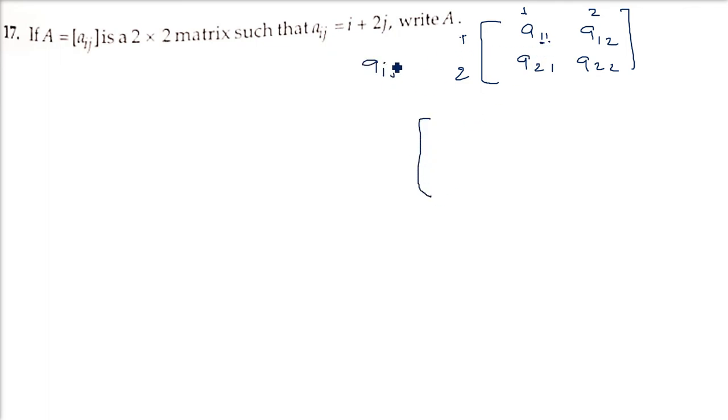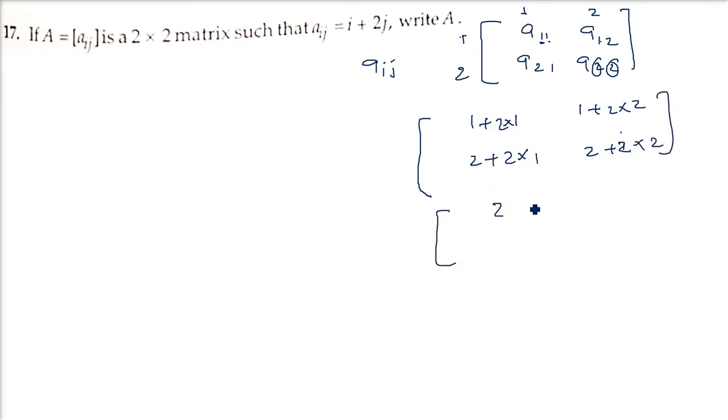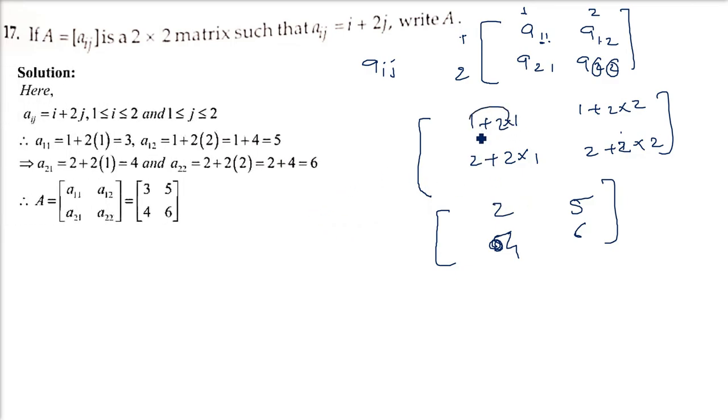So aij: I am writing the first number, 1 plus 2 into 1. Here 1 plus 2 into 2. Here we have 2 plus 2 into 1 and 2 plus 2 into 2. So what do you get? See, 1 plus 2 is 3. 2 2s are 4, 4 plus 1 is 5. 2 plus 2 is 4. 2 plus 2 is 4 and 2 2s are 4, 4 plus 2 is 6. So the answer is 3, 5, 4, 6.